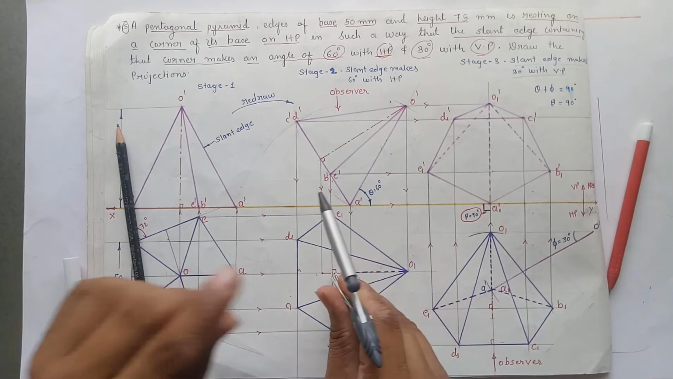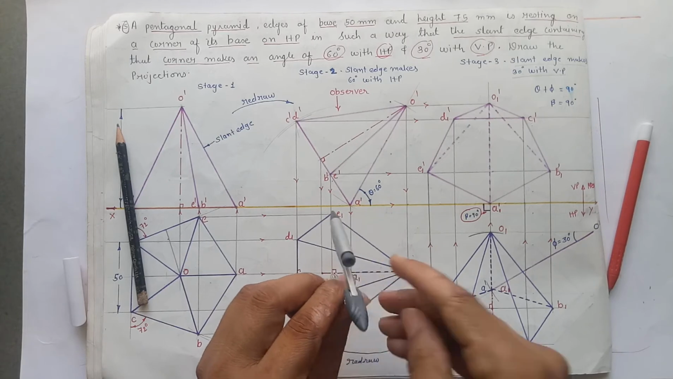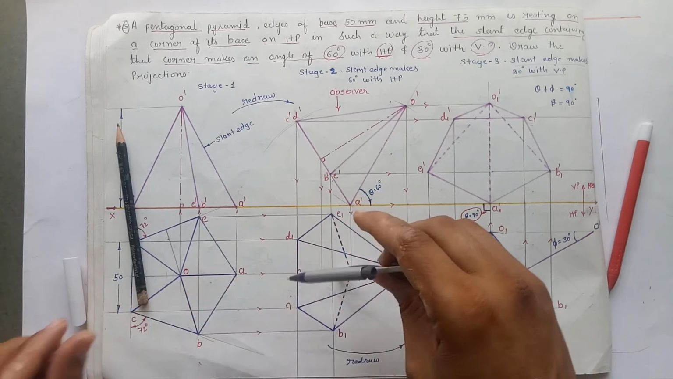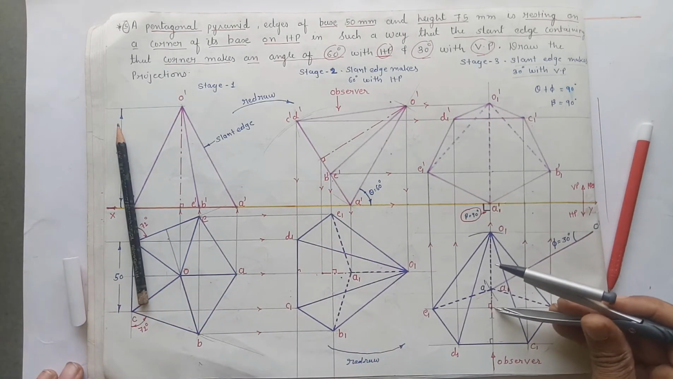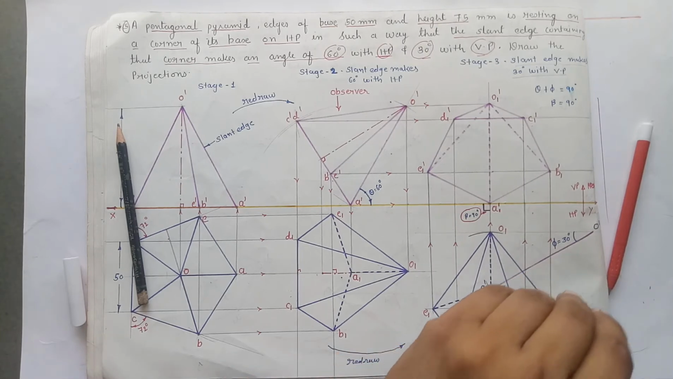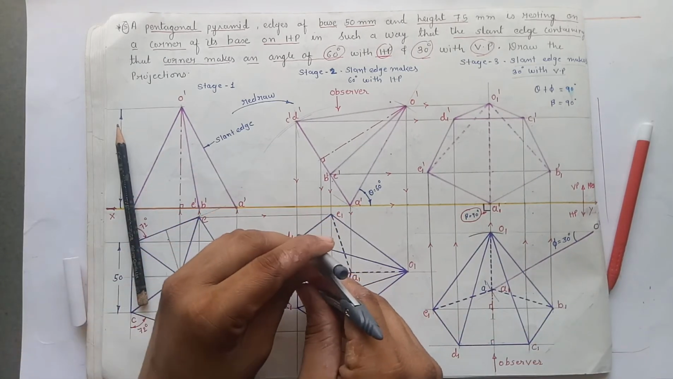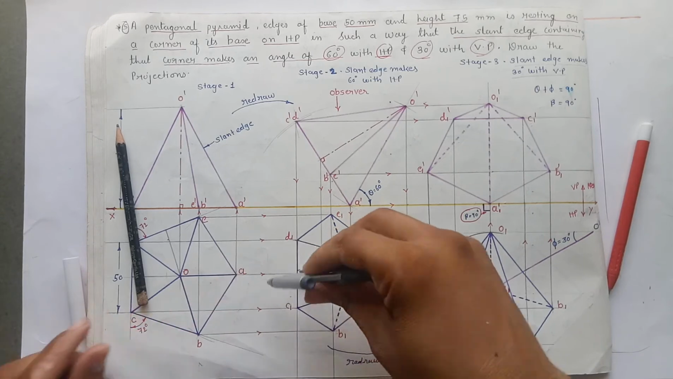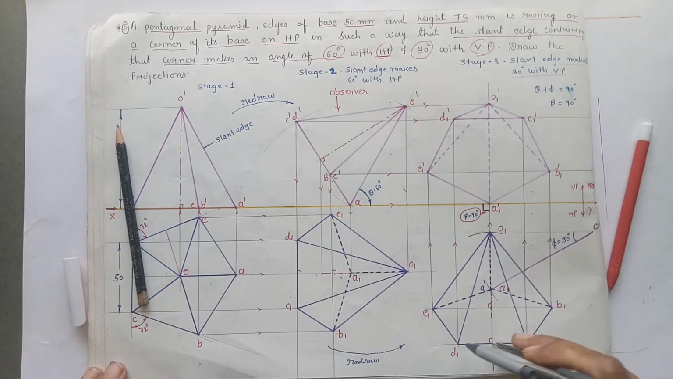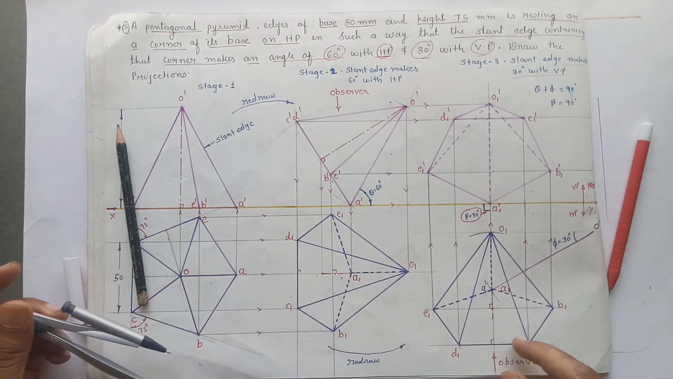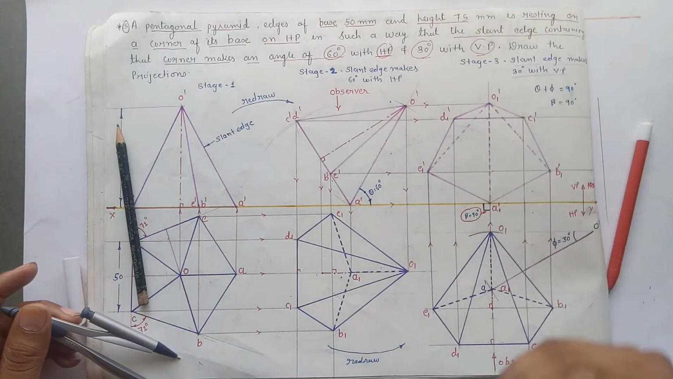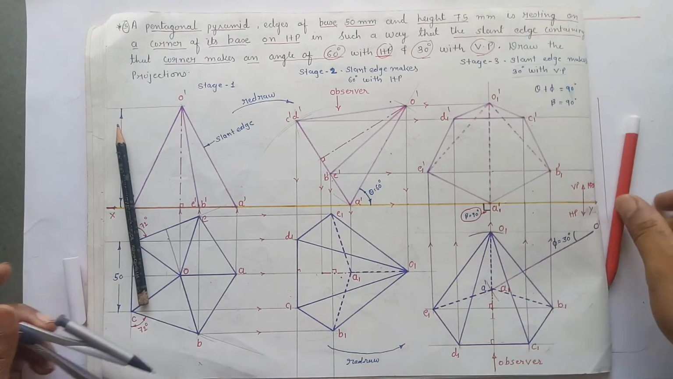Now measure this distance E1 and B1. So this will be E1 B1. Now measure this distance B1 and C1. So this will be B1 C1. Mark the points, copy this figure. Now comes the elevation.